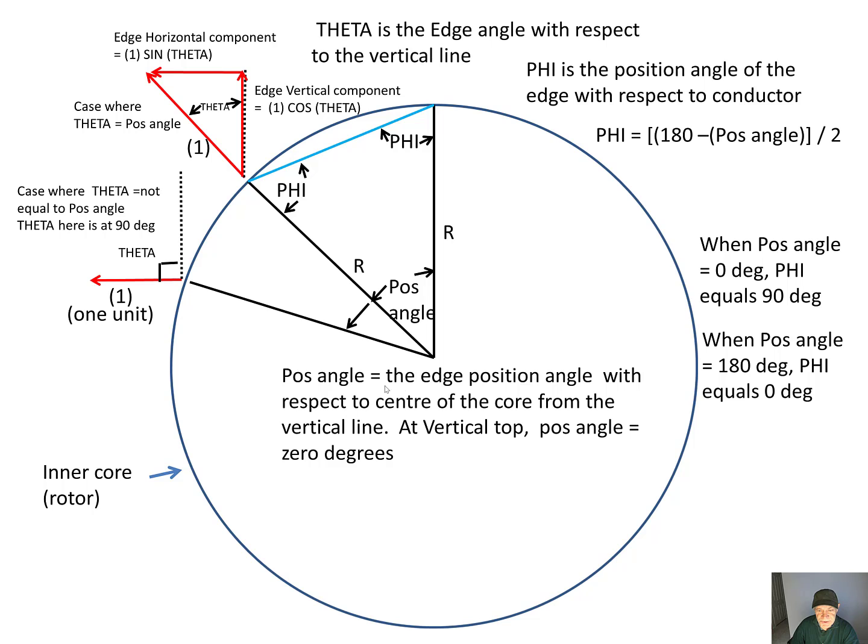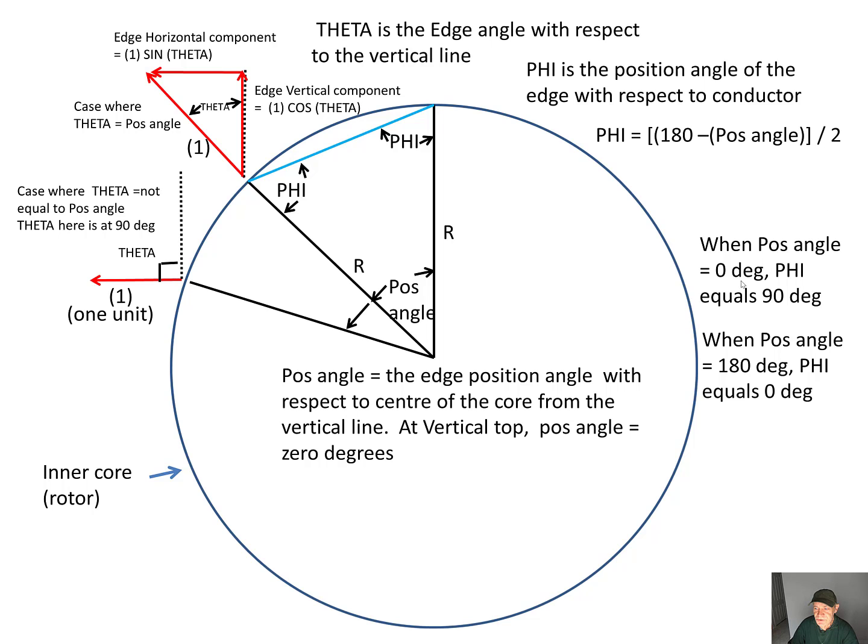So the position angle is the edge position angle with respect to the center of the core from the vertical line. At vertical top, position angle equals 0. This is the vertical top. This here, the position angle is 0. So you can think of this circle as an inner core or rotor. Phi is the position angle of the edge with respect to the conductor. So phi is this angle here. So if we have an edge here, this is the angle position with respect to the conductor. This is phi. Phi equals 180 minus position angle, divided by 2.